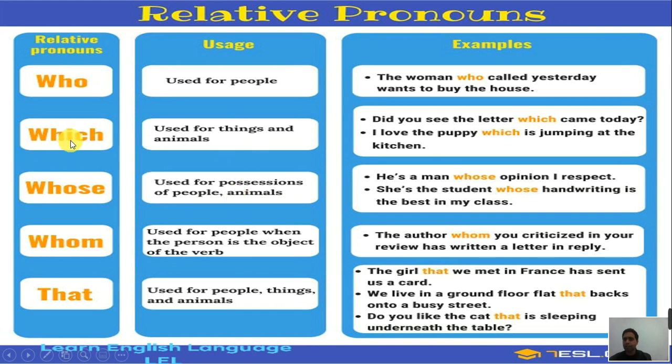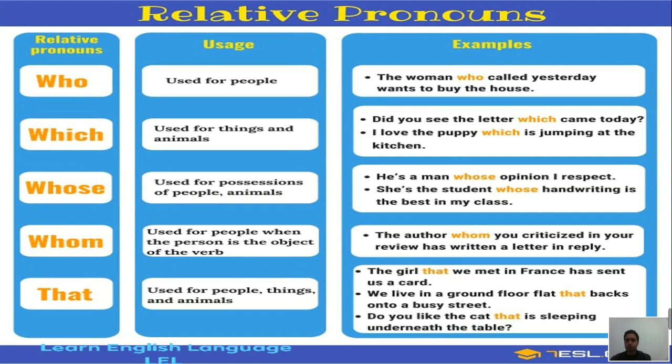Great. The second one is which. The usage of which is for things, animals and objects. So we don't use which with people, we use it just with objects. So let's see these examples here. Did you see the letter which came today? So which refers back to the letter. I love the puppy which is jumping in the kitchen. Now, which refers back to the puppy. So the puppy is an animal. The letter is an object. So which refers back to things, objects, and animals.